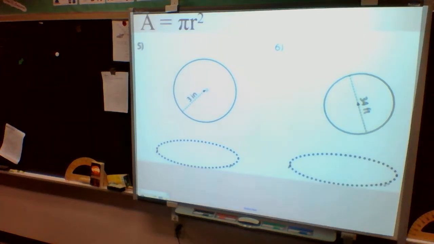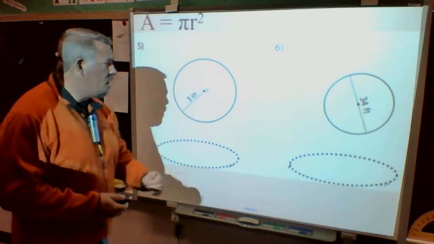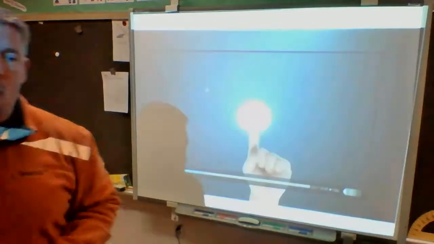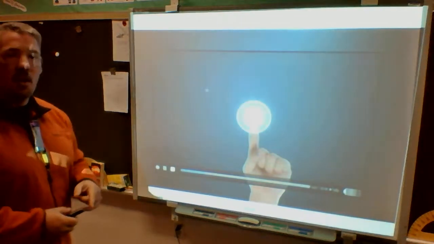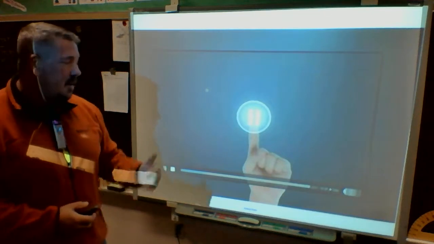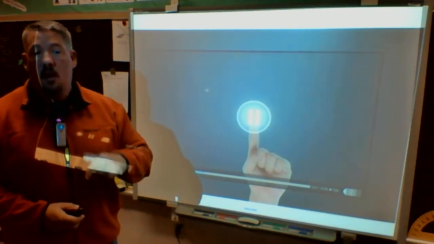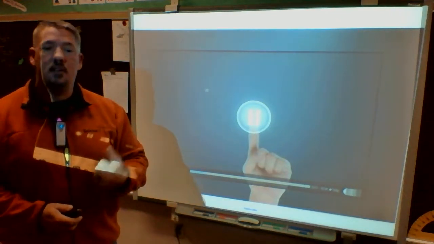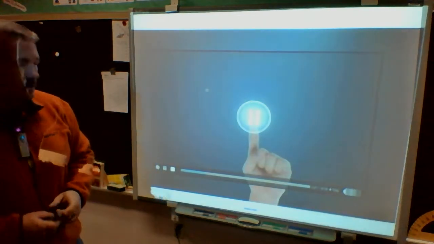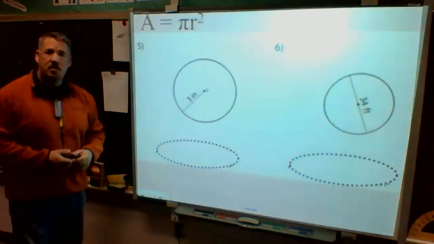Number 5 and 6 then. Number 5 gives me a radius of 3 inches, and number 6 gives me a diameter of 34 feet. Now what I would like you to do is pause the video, show all the steps that you need to show the work and get credit, get the correct answer, the correct label, write it on your paper, unpause the video and start up again, because I'm going to show you the steps that you should have gone through to get to the correct answer. So hopefully you have answers for 5 and 6.